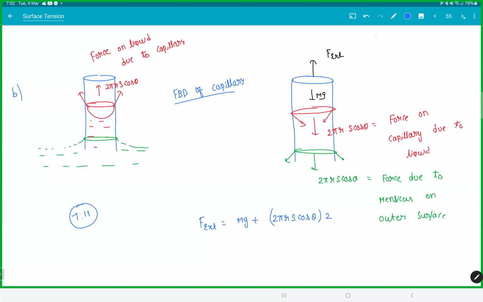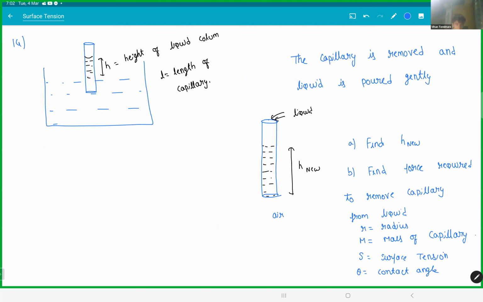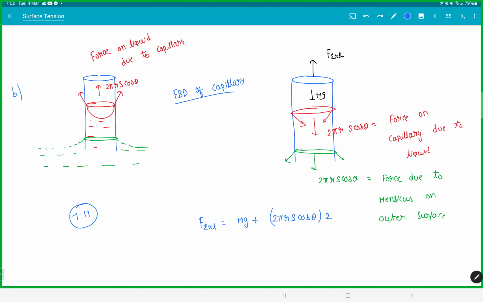Any doubts so far, you can ask. Sir, isn't the mg already being balanced by 2 pi r s? Okay, this mg is the pipe's mass. Mass of the capillary था वो. See, in the FBD of the capillary, I won't draw the water's weight. This is the weight of the capillary.